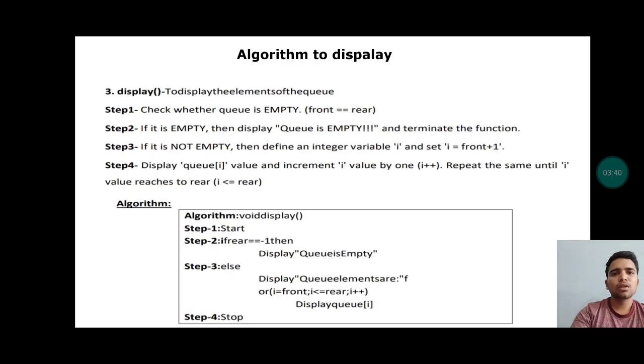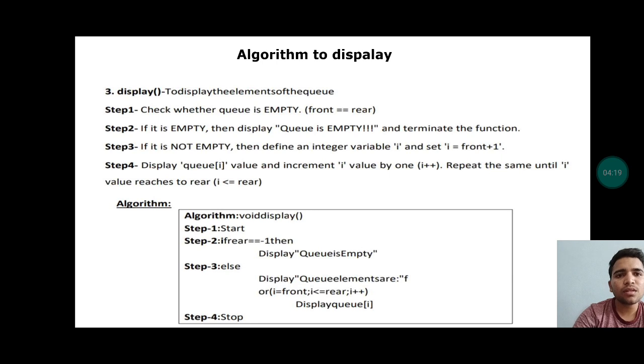Algorithm for display. To display the elements of the queue, check whether the queue is empty or not. If front equals rear, it is empty, then display queue is empty and terminate the function. If it is not empty, then define an integer variable i and set i equals front plus 1. Display queue of i value and increment i by 1, i plus plus. Repeat the same until i value reaches rear, that is i greater than or equal to rear.